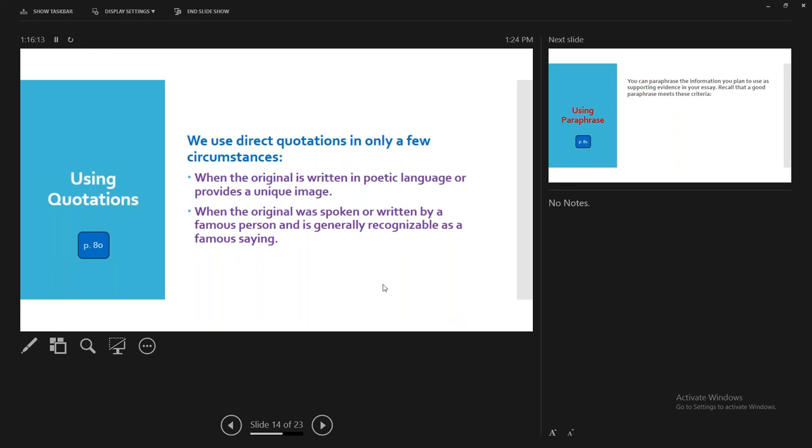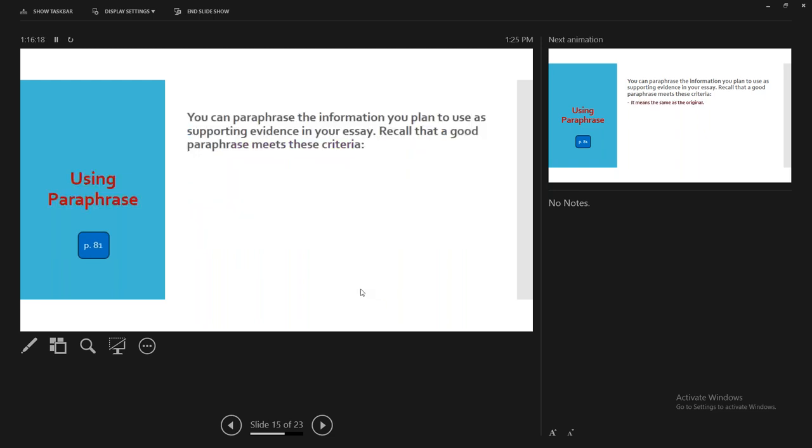Okay, thank you. Now, what about the other one, paraphrasing? Using paraphrase, you can paraphrase the information you plan to use as supporting evidence in your essay. Again, if it does not support your essay, there is no point in using this evidence, okay? Recall that a good paraphrase meets these criteria. We have four or five points to remember. What makes a good paraphrase?